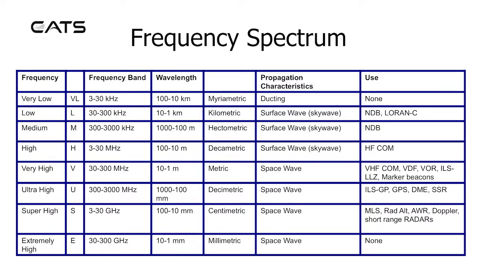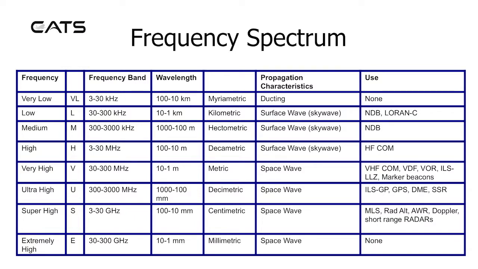The propagation characteristics also vary across the frequency spectrum. Very low involves ducting. Low, medium, and high tend to use surface waves and sky waves, whereas very high and frequencies greater than very high tend to utilize space waves. The uses: NDBs and Loran-C are used in the low frequency band. NDBs are also used in the medium frequency band.